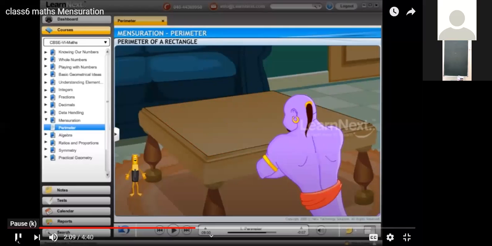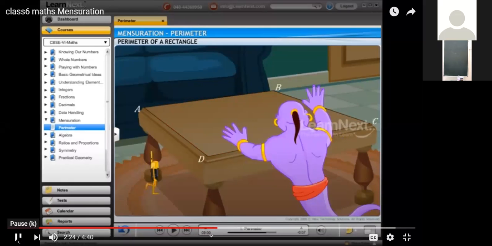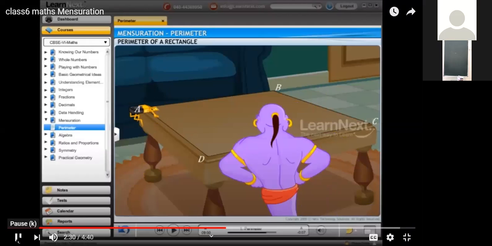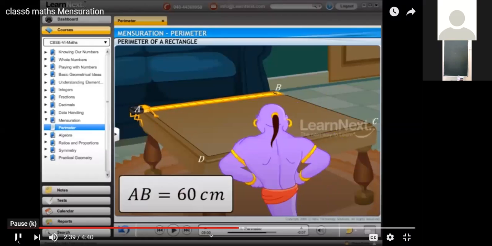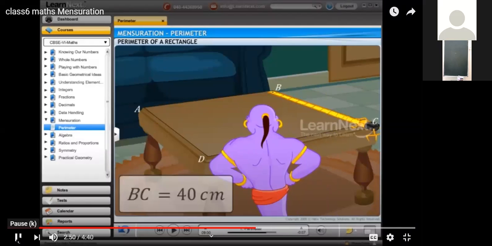I'm ready. What do I have to do? To ensure that we remember the sides, let me label the four corners as A, B, C, and D. Why don't you lie down alongside AB? Wow, this is going to be a long stretch for me. The length of side AB is 60 centimeters. That's quite long. Now move to side BC. This is good exercise for me. The length of side BC is 40 centimeters. We have two more sides to go.